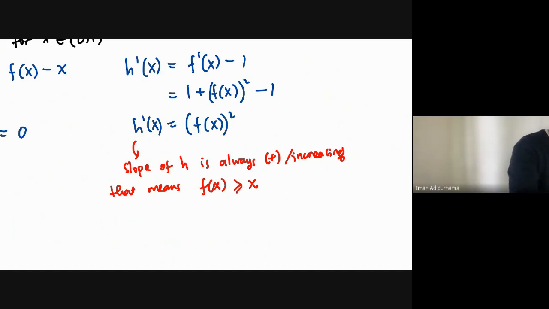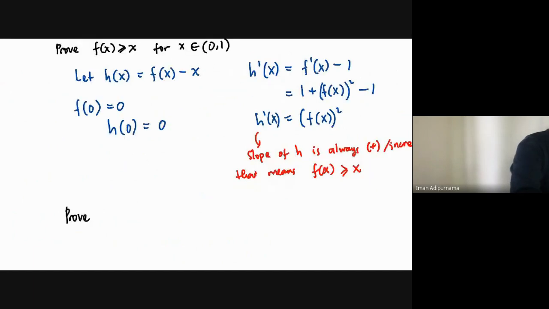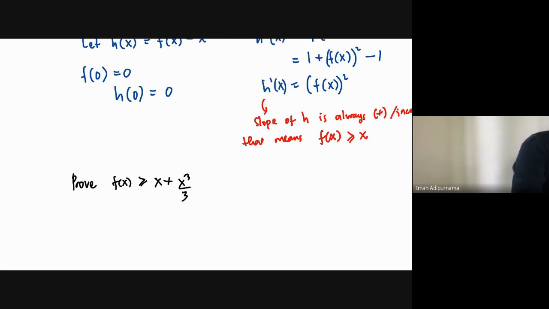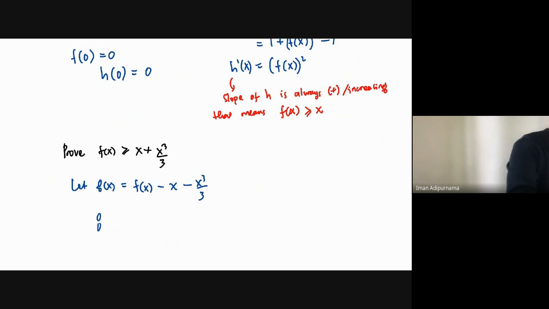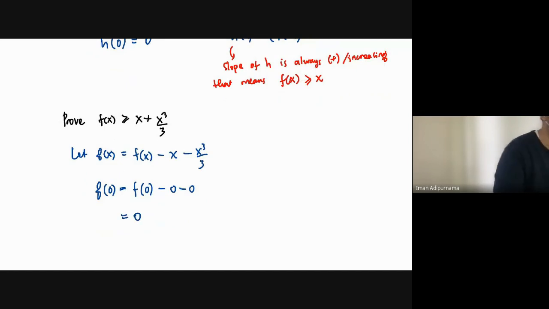And same way for the other proof, f(x) is less than or equal to x plus x cubed over 3. We can let some other function, maybe g(x) equals f(x) minus x minus x cubed over 3. And same way, then we can check all the conditions. When it's 0, then it's equal to f(0), and it will all be 0.